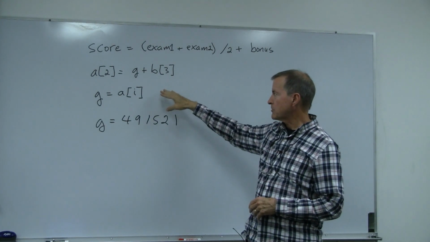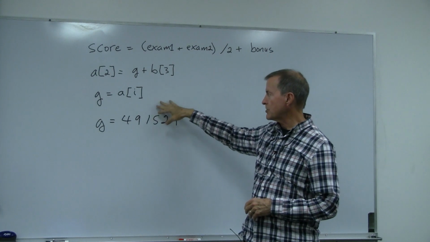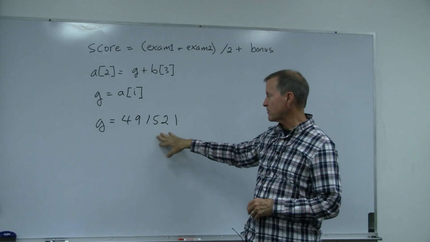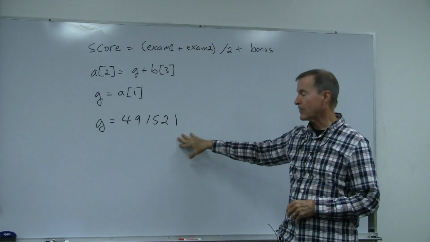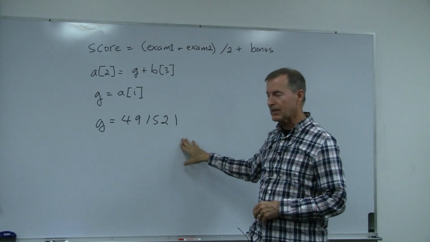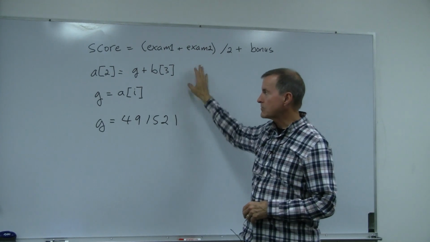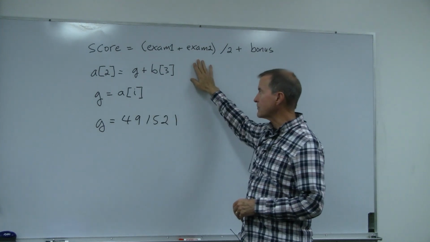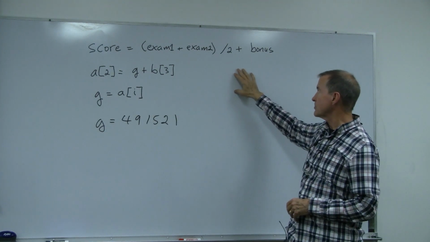Then we'll do A sub 2 gets G plus B sub 3, and then G gets A sub I, and then G gets this big number, 491,521. This will be immediate addressing. But we're going to start with this first one: score gets exam 1 plus exam 2 divided by 2 plus bonus.